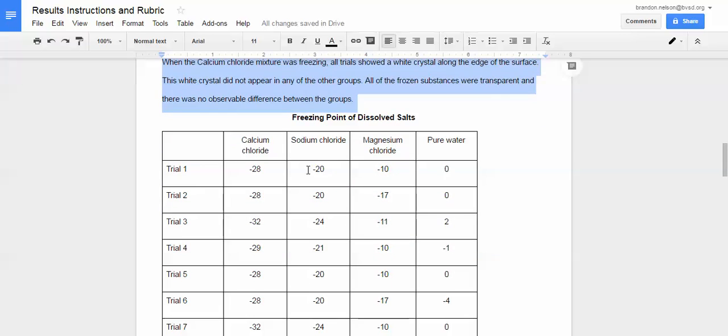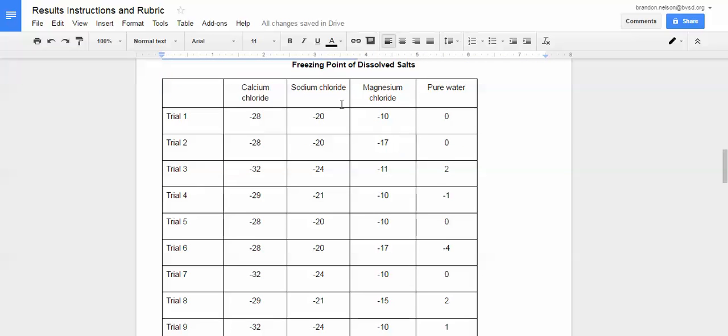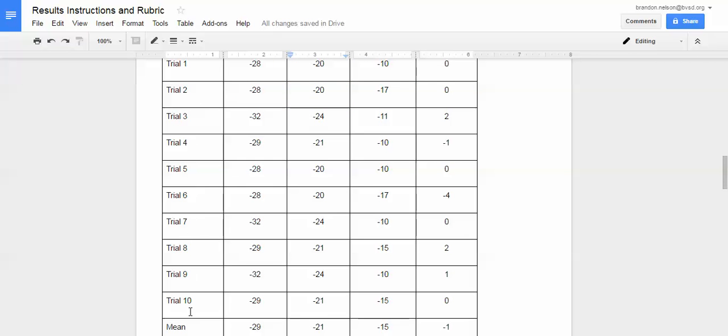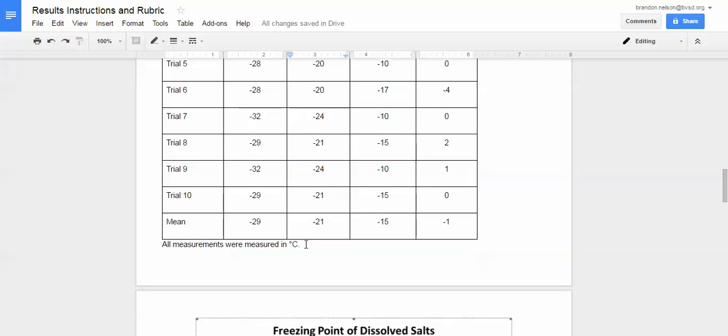After the paragraphs, remember that we had to do data tables. So in your data table, please notice it has a title, and I've got all my groups across the top. In this experiment, I tested 3 different types of salt, and my control group was pure water. And I've got all my trials going down the side. And then all of my data is filled in without units. At the very bottom, I have my units right here. All measurements were in Celsius.